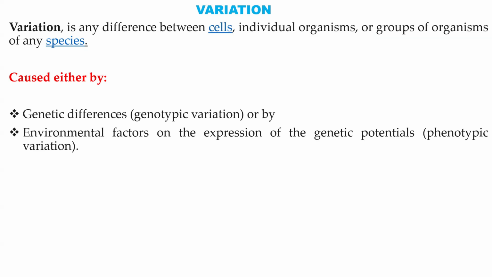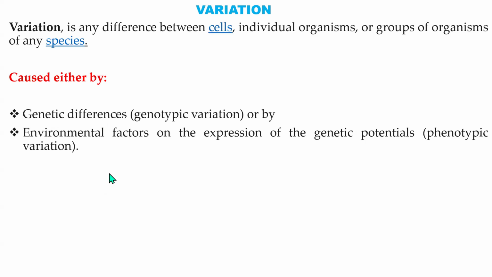Variation can also be caused by environmental factors. Genetic differences, or mutations, and environmental factors on the expression of the genetic potential, that is phenotypic variation, are the major causes of variation. Mutation or genetic differences is associated with genetic variation, and the other is environmental factors. These are the two major causes of variation within organisms of the same species.